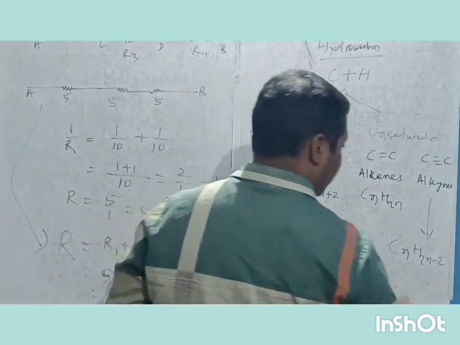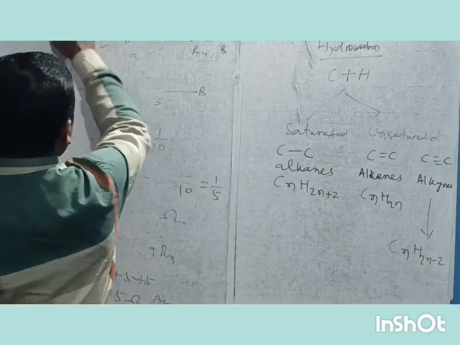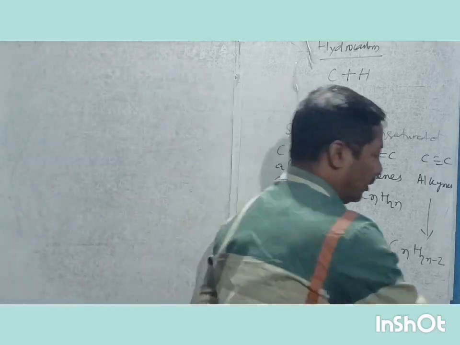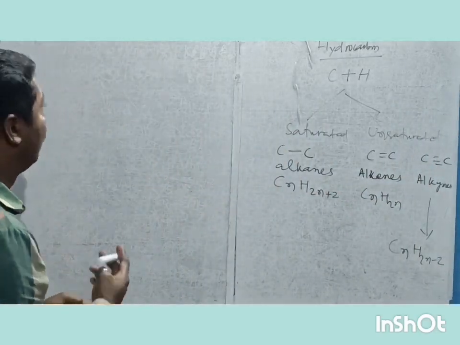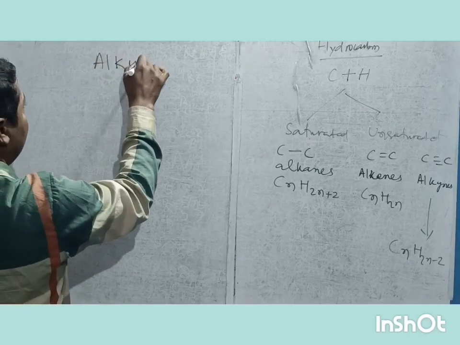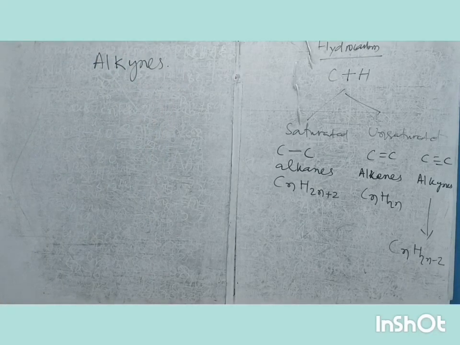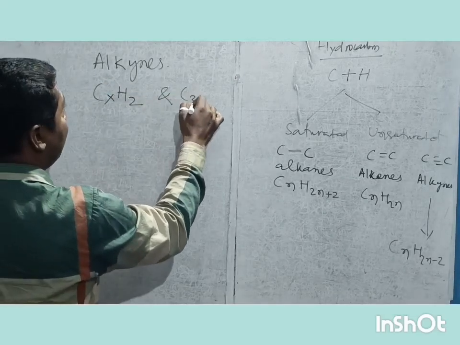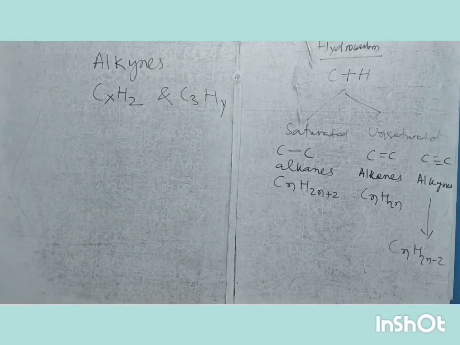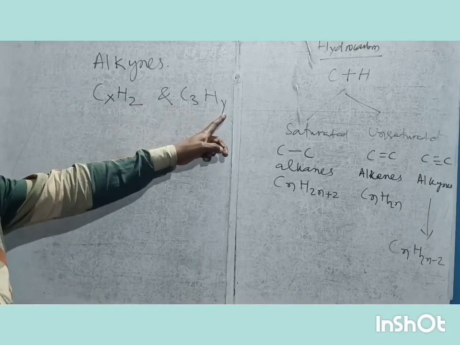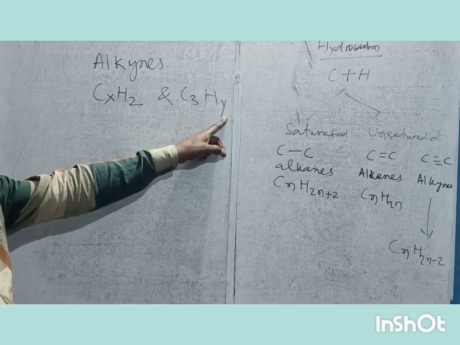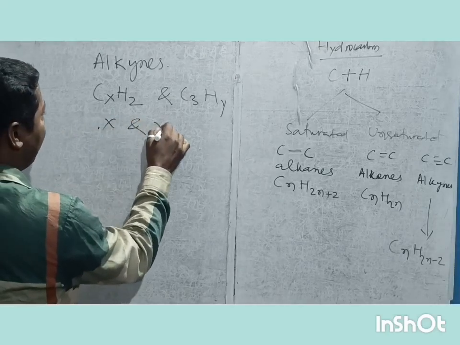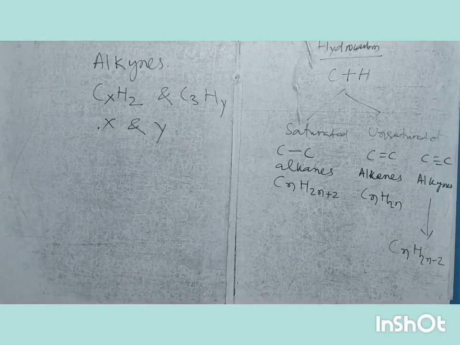Okay. So the question is like this: in an alkyne series, two alkyne compounds are there having the molecular formula CxH2 and C3Hy. The number of carbon atoms is not given in one compound and the number of hydrogen atoms is not given in the other. So you have to calculate the values of x and y. Okay, how to calculate x and y?